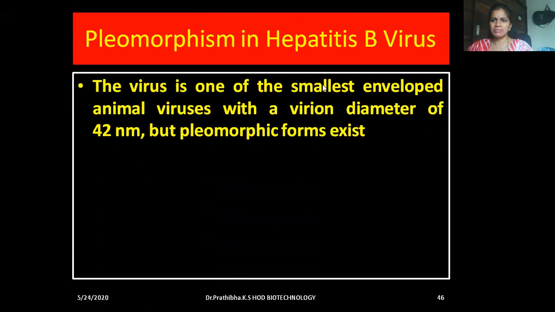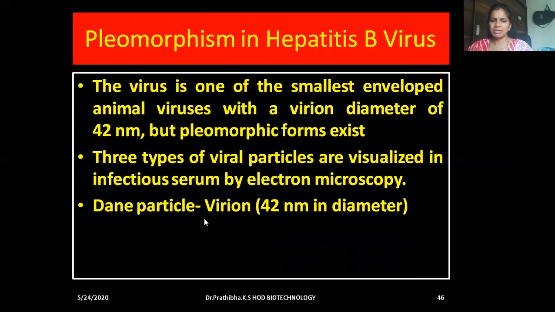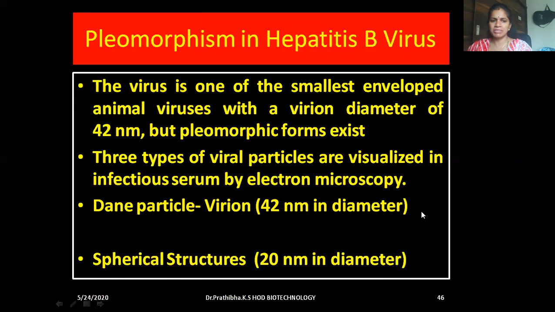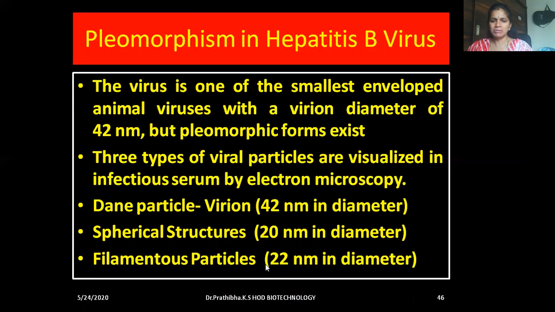Pleomorphism in hepatitis B virus. The virus is one of the smallest enveloped animal viruses with a virion diameter of 42 nm, but pleomorphic forms exist. Three types of viral particles are visualized in infectious serum by electron microscopy: Dane particle virion, 42 nm in diameter; spherical structures, 20 nm in diameter; and filamentous particles, 22 nm in diameter.